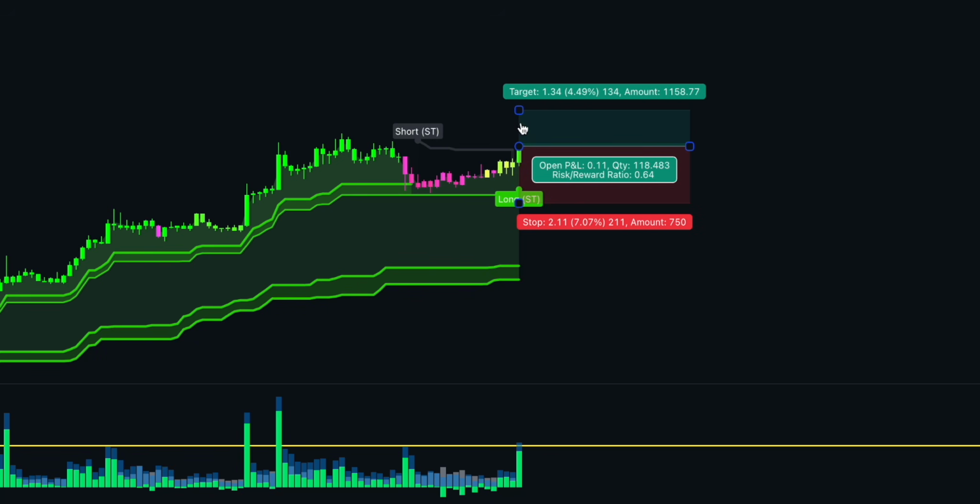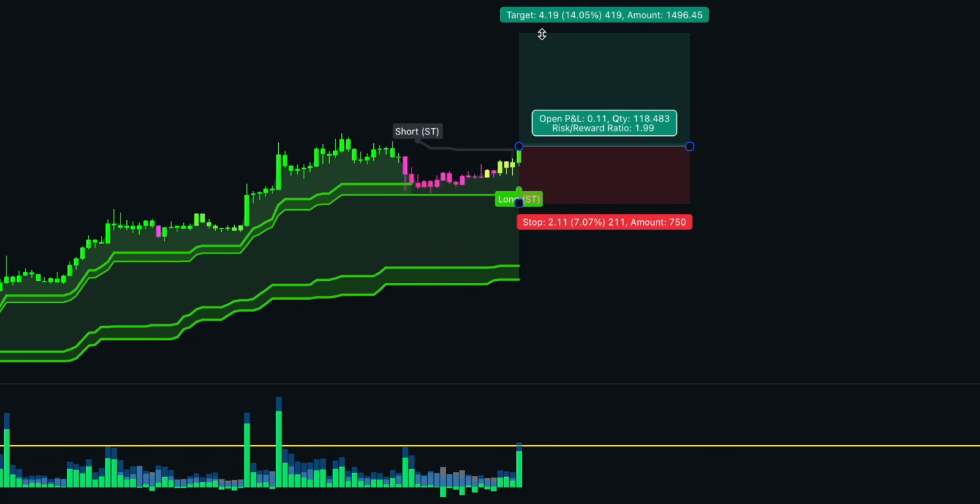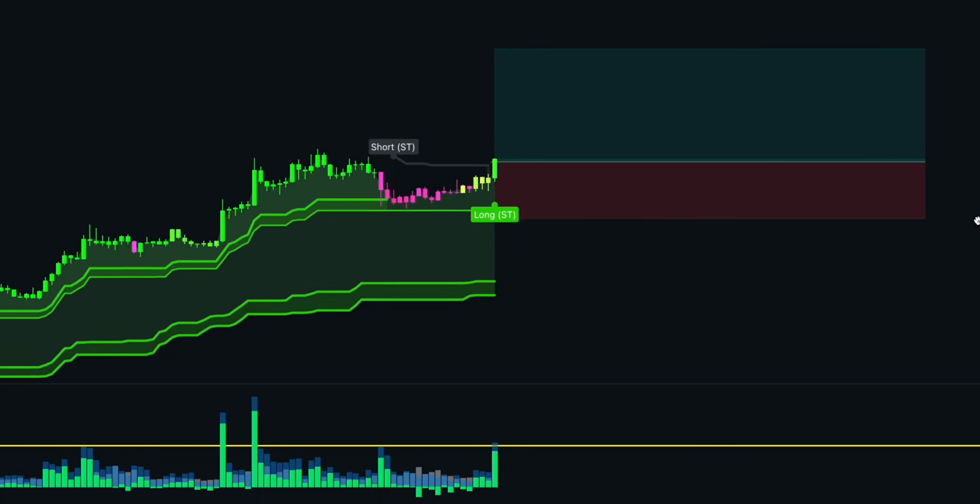Set the stop-loss order a couple of pips below the supertrend. Target a minimum of 2 times the risk.